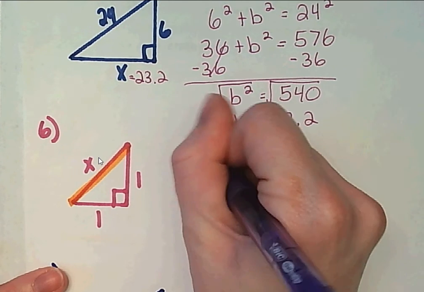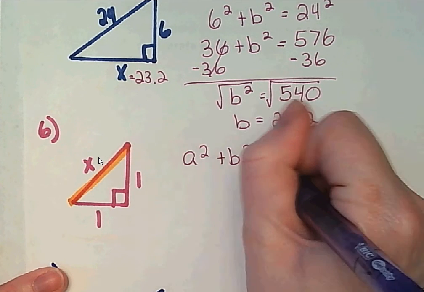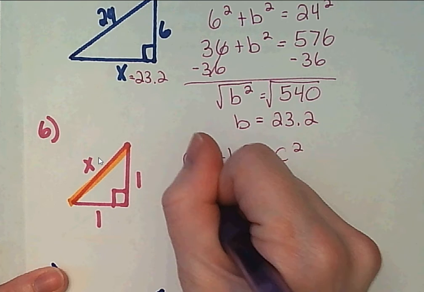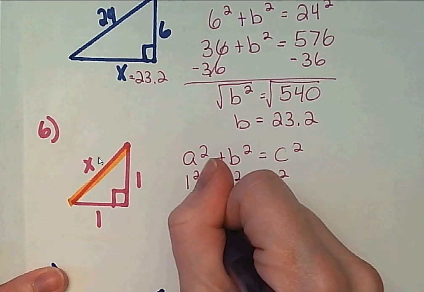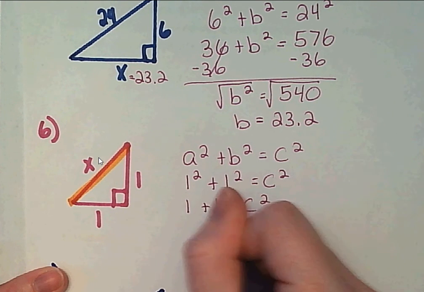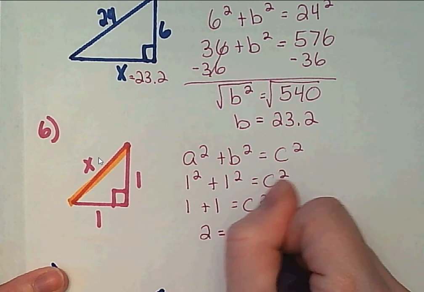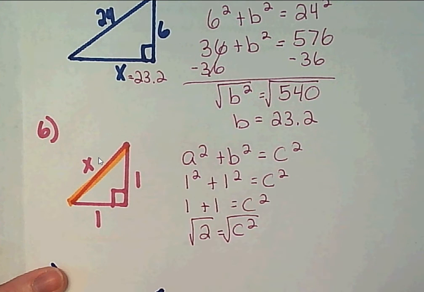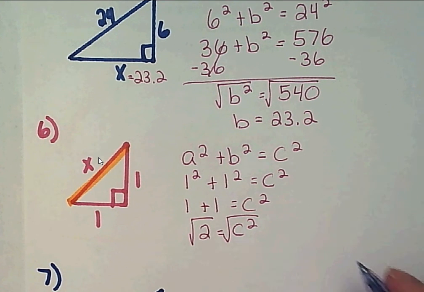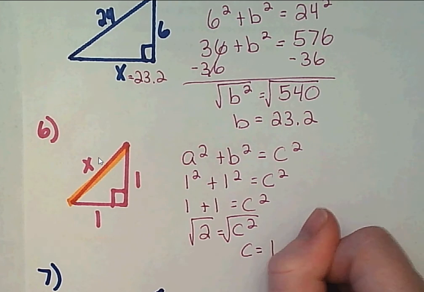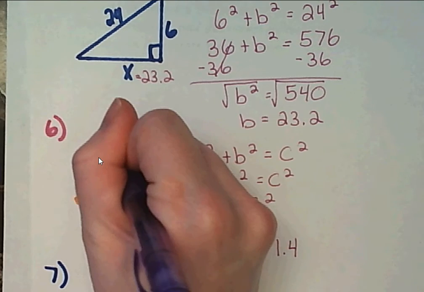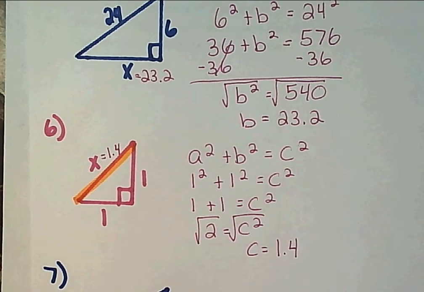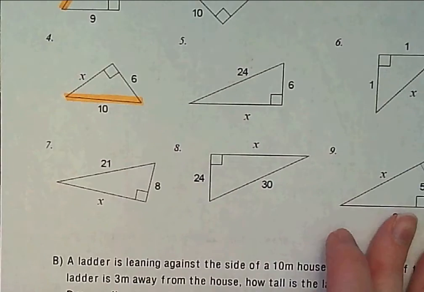So we have a squared plus b squared equals c squared. Some easy math: 1 squared plus 1 squared equals c squared. 1 plus 1 equals c squared. Easy math: 2 equals c squared. We want to take the square root of 2, and the square root of 2 is about 1.4. So just like what we know, the hypotenuse, which is the longest side, is 1.4, which is what it shows here.